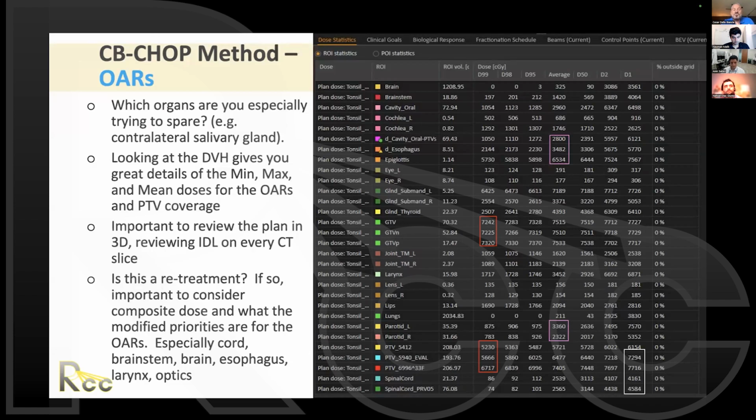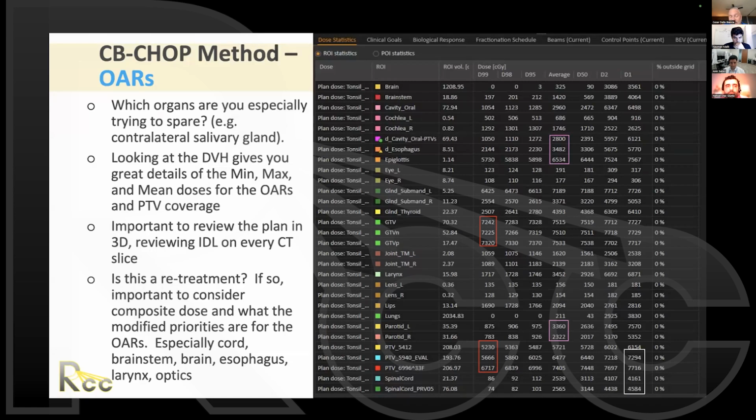So you always need to ask yourself which organs you are especially trying to spare, and always start by concentrating on the most critical ones. For example, for head and neck, we would always think about the parotids, or any salivary gland. If the gross disease is more on the left side, I know that my left parotid, or the salivary glands on the left side, are going to be more complicated to spare. So I'm going to do my best to spare the one on the right, the contralateral.